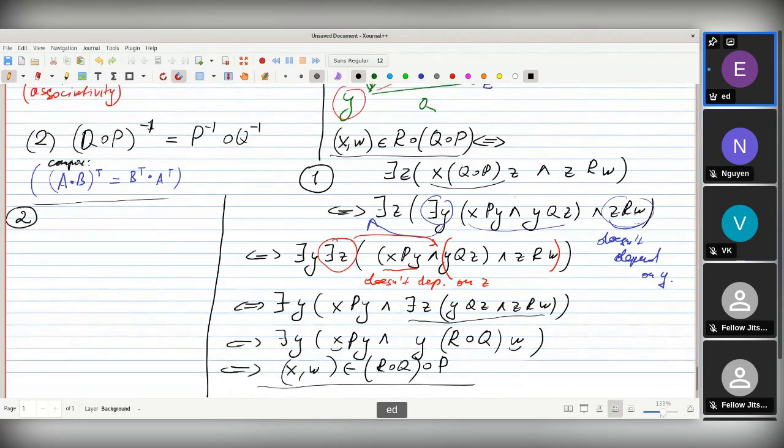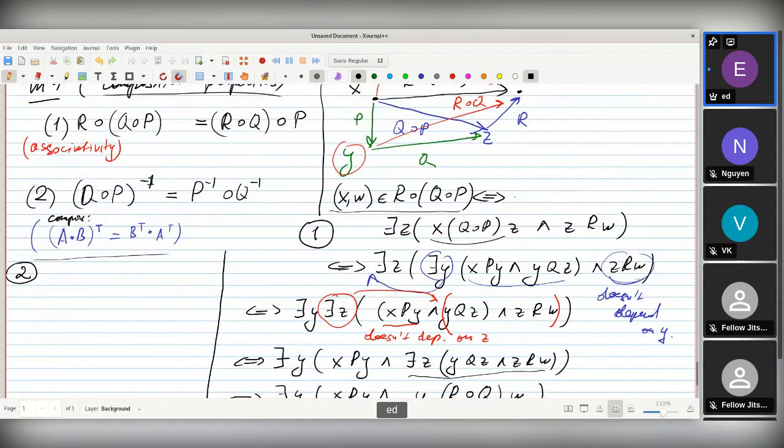And our final argument is in support of this one. It is also very easy. In fact, it will be much shorter. Assume that this pair, X and Z, belongs to this set. What does that mean? That means that ZX belongs to P composition Q.